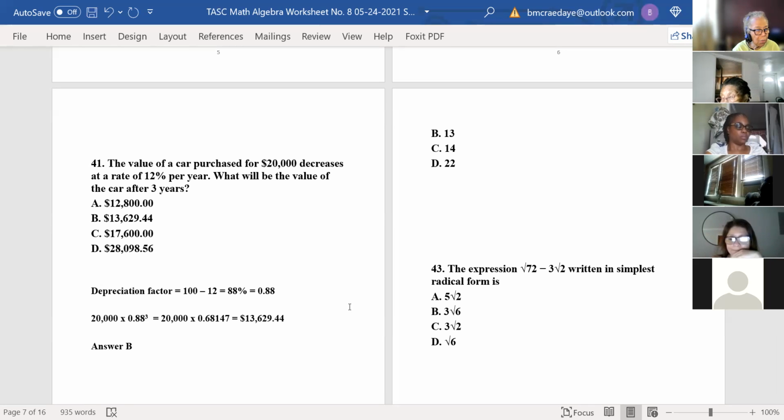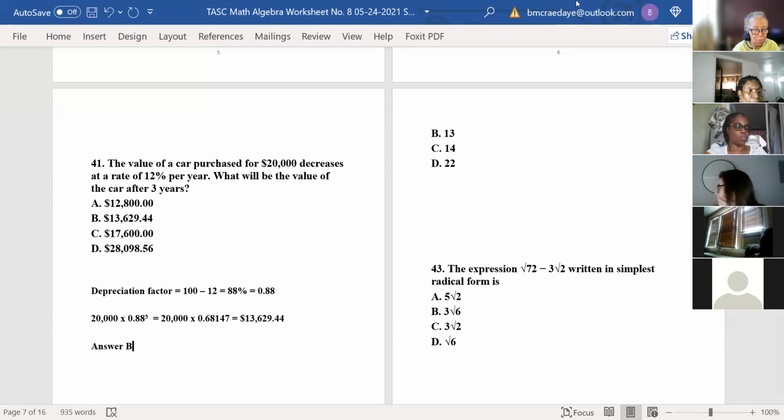All right, so Alva, I will send you the steps for doing this on your calculator. Okay, right, Miss Barbara. Let me make a note of that. Okay, I'll send you the steps. Okay, so that was 41. And let's go to 42.